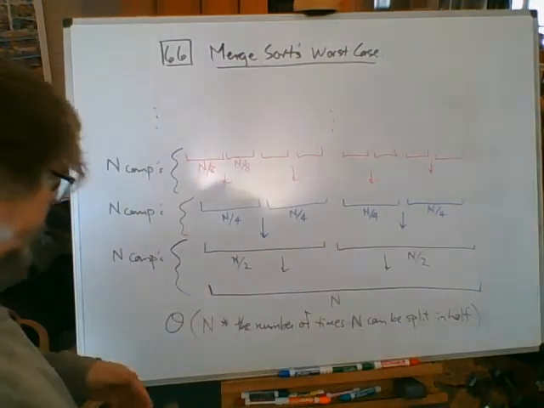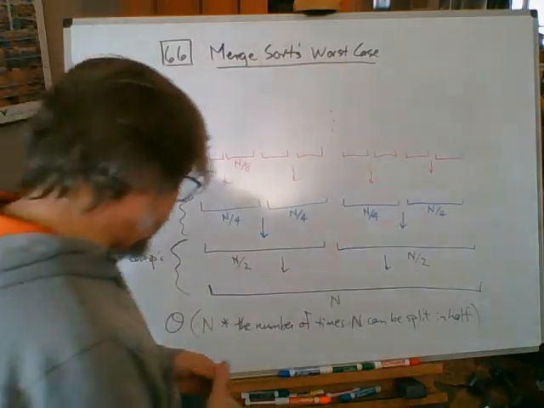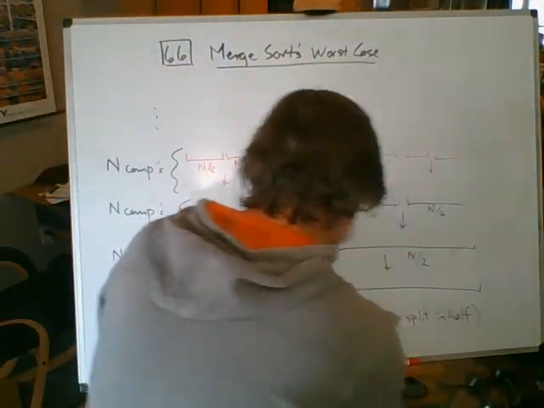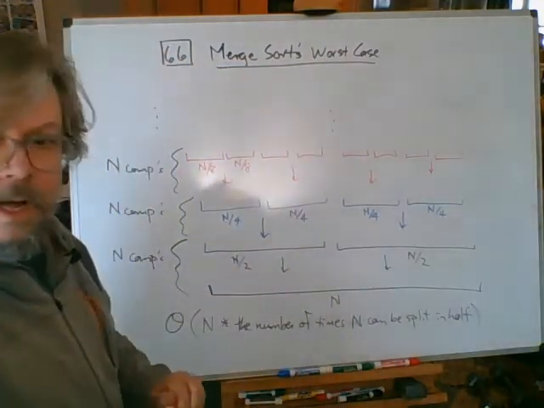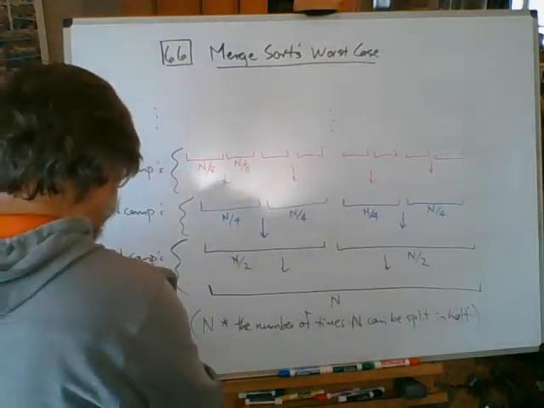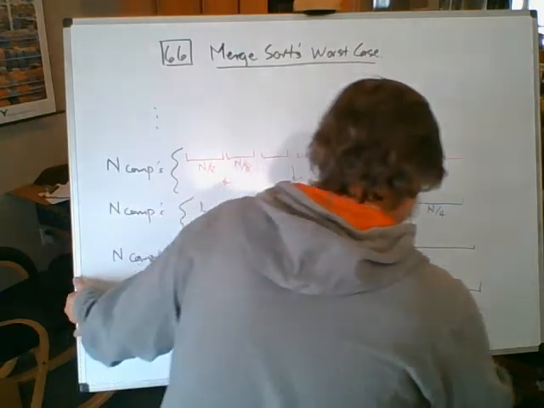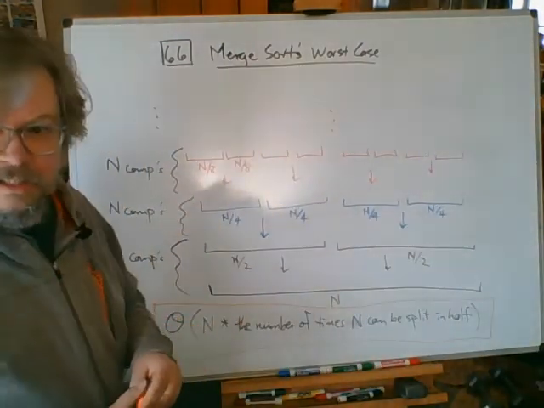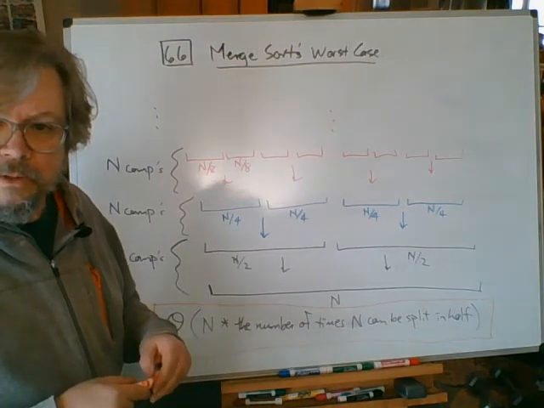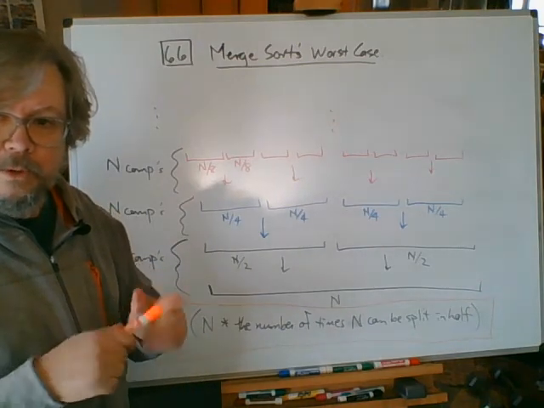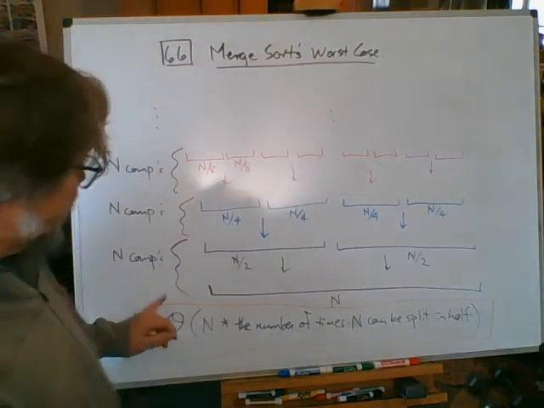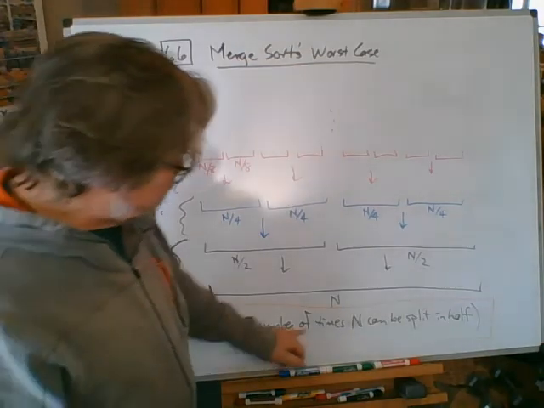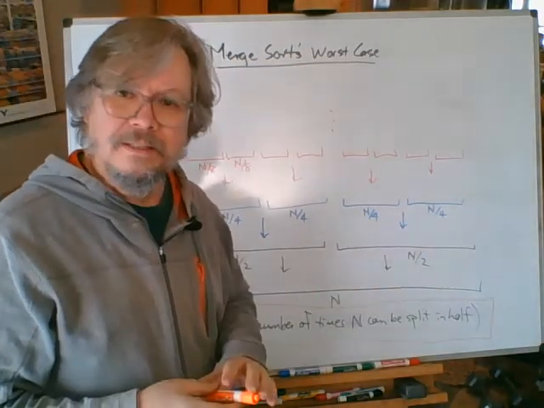Let me read that back. You know what? That's going to get a highlight. That actually is the order of magnitude of merge sort in the worst case. What is actually the order of magnitude? The order of magnitude is not order n, like best case bubble sort. It's not order n squared, like worst case bubble sort. No, no. It is order n times the number of times n can be split in half.